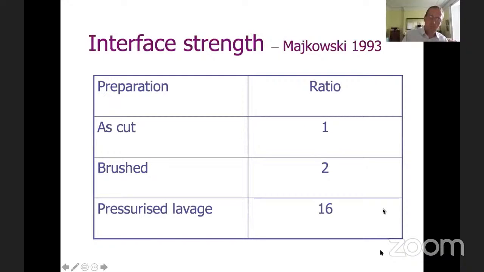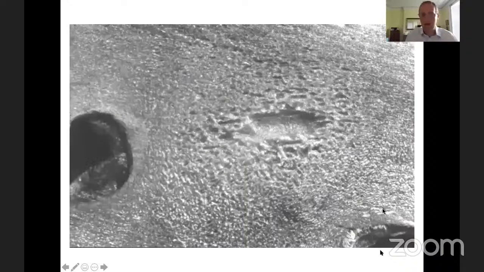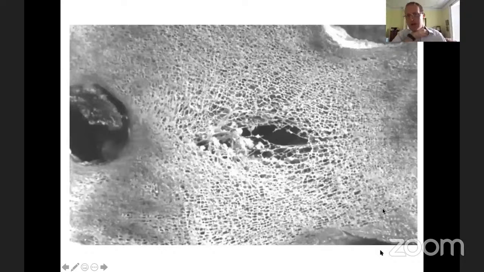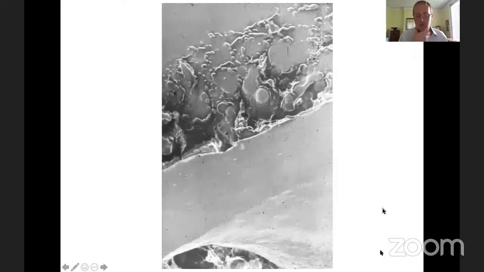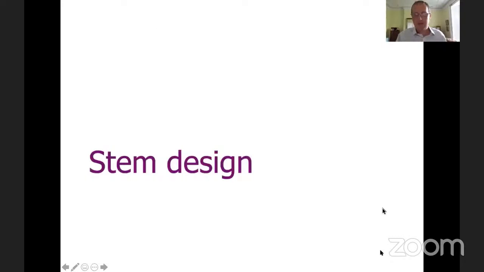More research on that, looking at if you just leave the bone as it is when you cut it, that gives you that interface strength. If you brush it, that's improved. But if you do pressurized lavage, really clean it out, it's a significantly better, 16 times better interface. So that's what it looks like when you cut the bone. But if you wash it, you get this much better honeycomb of cancellous bone that will allow the bone cement to be forced out into it. And on scanning EM, you can see where the bone cement has actually gone out into the bone itself.